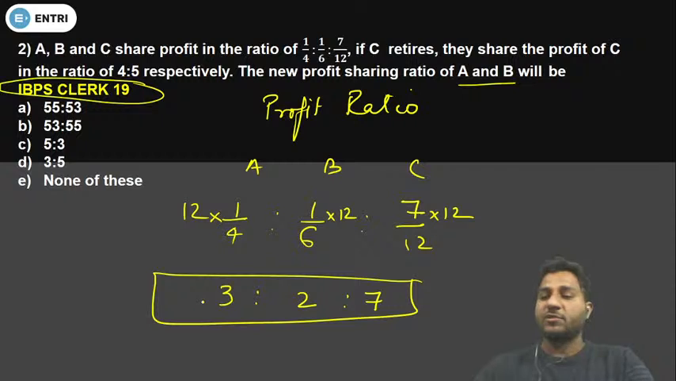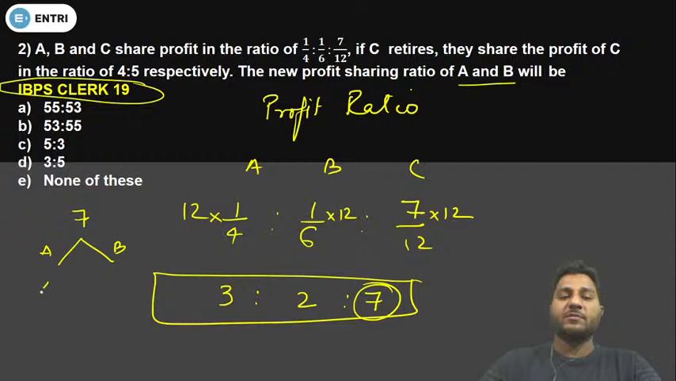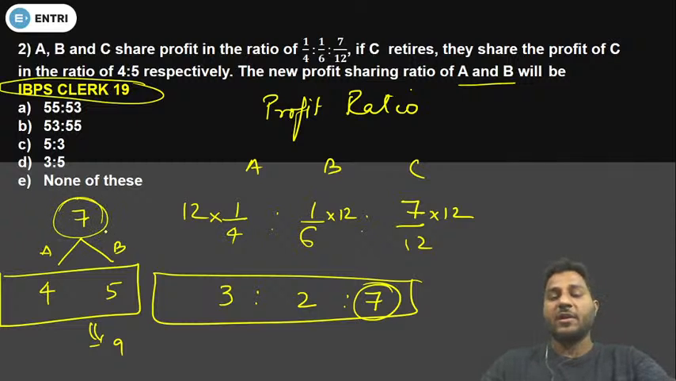So what will be your final ratio? 3, 2 and 7. Okay guys, if you're liking it, it would be fruitful and energetic. Now this 7 will be distributed because C is going to retire. That means its 7 profit ratio will be distributed in A and B in the ratio 4 to 5. But look at the total of A and B. It has come as 9, while the ratio of C is 7. So the ratio is not equal.